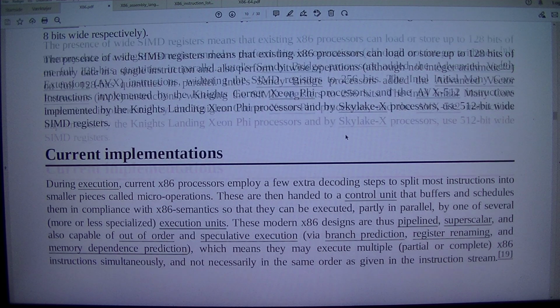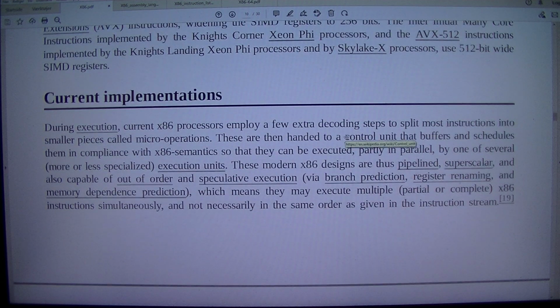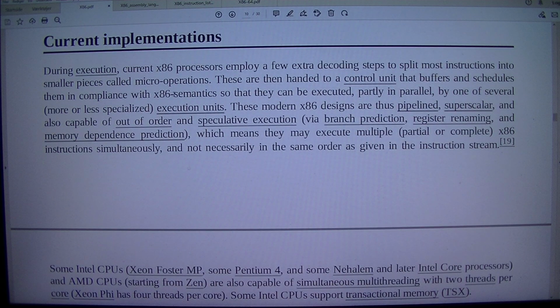Current implementations. During execution, current x86 processors employ a few extra decoding steps to split most instructions into smaller pieces called micro-operations. These are then handed to a control unit that buffers and schedules them in compliance with x86 semantics so that they can be executed, partly in parallel, by one of several, more or less specialized, execution units.